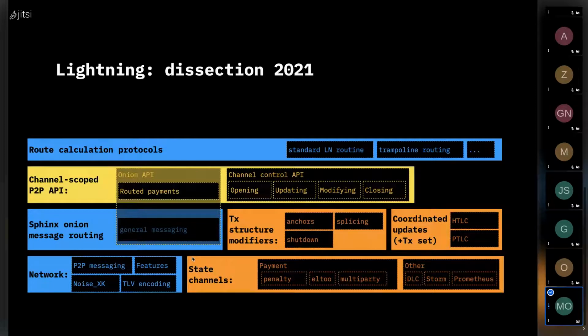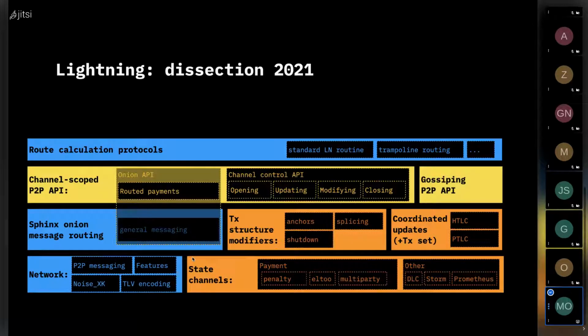However, how can you route if you don't know the map of the network? Here you have nothing that can help you understand how the Lightning Network is structured. That's why you have another protocol called the gossiping API, the P2P API protocol, which is Bolt 7, if I'm not wrong. And with that, finally, you have what you call the Lightning Network today. So I dissected all of the current state, pending proposals, and some future applications of the Lightning Network into this structure.